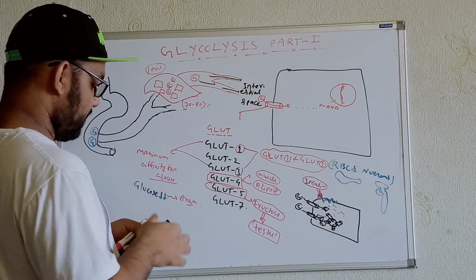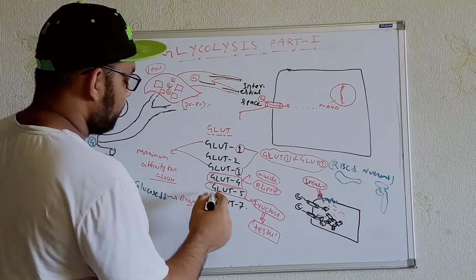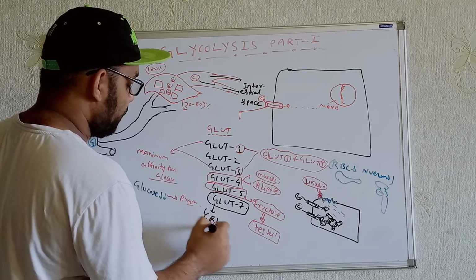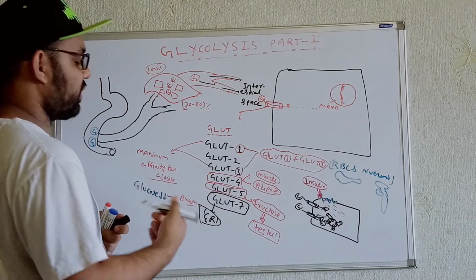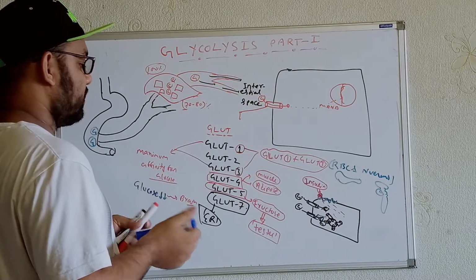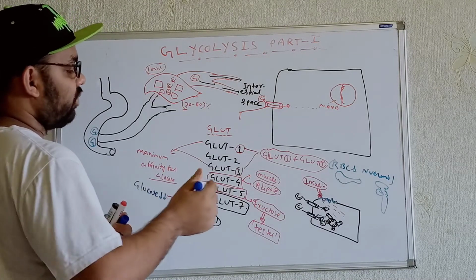And GLUT7, we will see the presence of GLUT7 within the endoplasmic reticulum. I will talk about these things in detail later. For now, just know these things. And what about GLUT2? Yes, this one is important. Now, where will we see GLUT2?